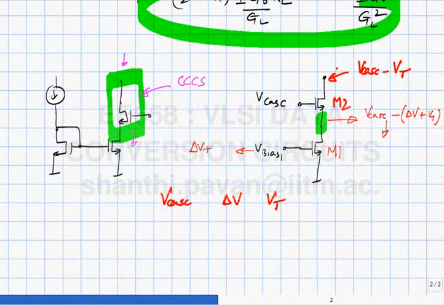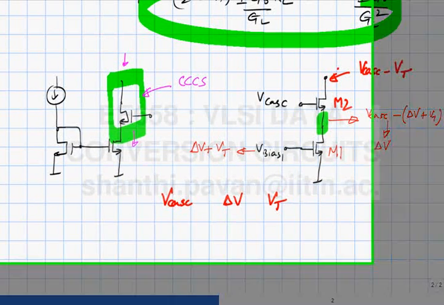Delta V plus VT. If the gate potential is delta V plus VT, how low can the drain go below the gate and still keep M1 in saturation? It is delta V. So V cascode minus VT minus delta V should be at least delta V to ensure that M1 is in saturation. And why are we interested in keeping M1 in saturation?